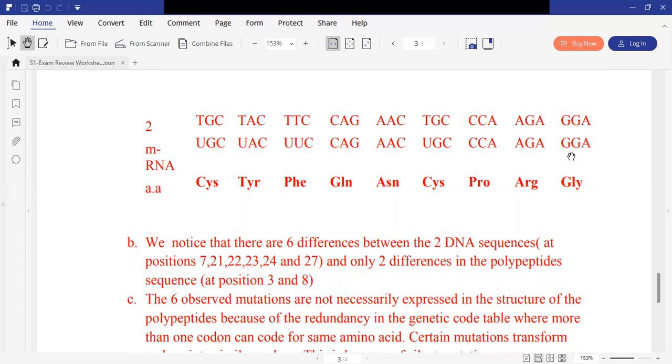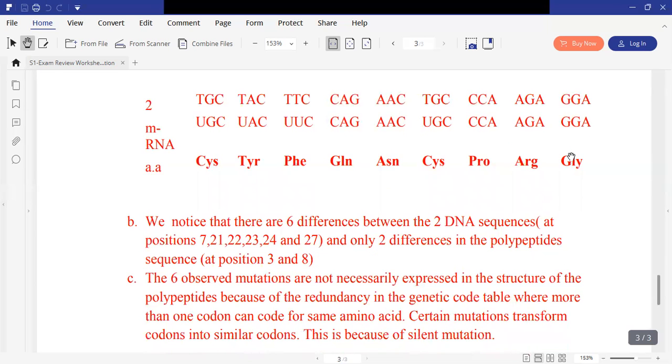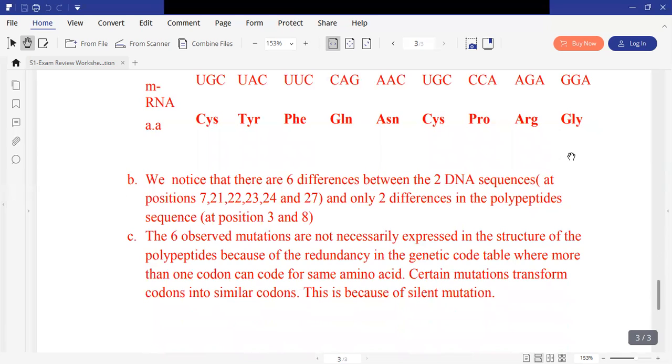Question 4: explain why the difference between the nucleotide sequences does not affect the sequence of the amino acids. You have the mutations here, but some types of mutation are silent, so they don't change the amino acid sequence. So there is no change in the sequence of these two proteins. That's why we have no change in the amino acid sequence.